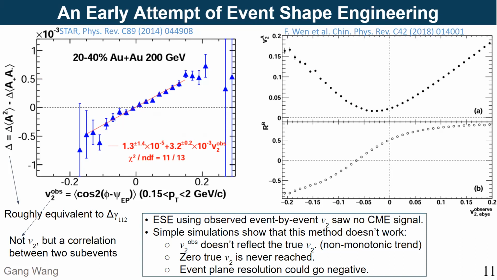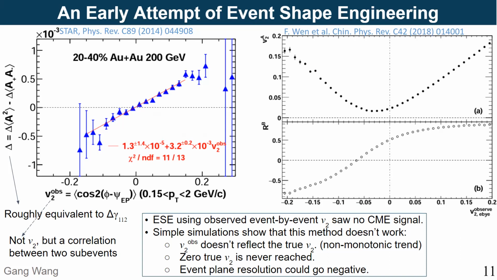And what is worse is if you look at the event plane resolution, the resolution can go negative when you use such an observable on the x-axis. So that means this observable cannot be corrected by event plane resolution. And indeed, when STAR published this, they didn't correct for event plane resolution because there's no way they can correct it. So this is a failure in the methodology. I have explained all the disadvantages of doing such an attempt. So we should do something better than this.